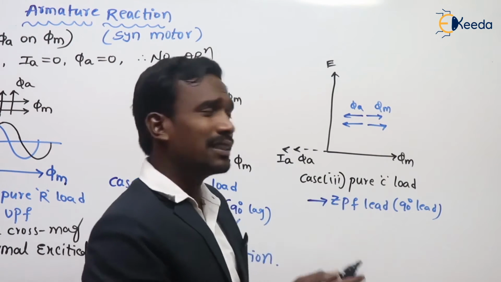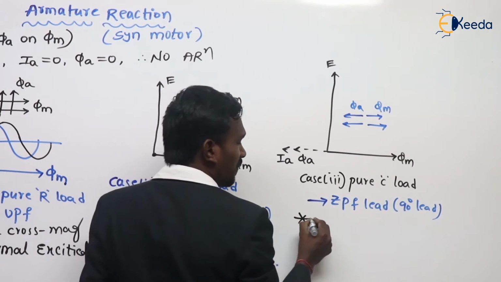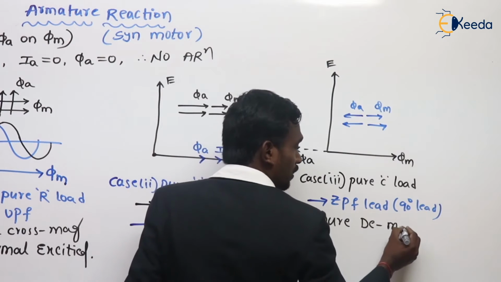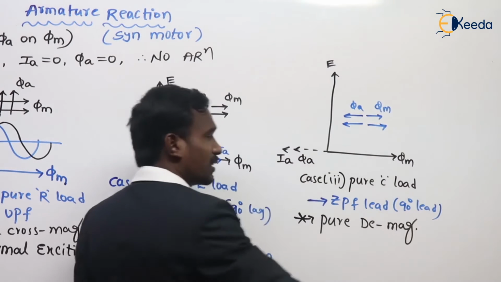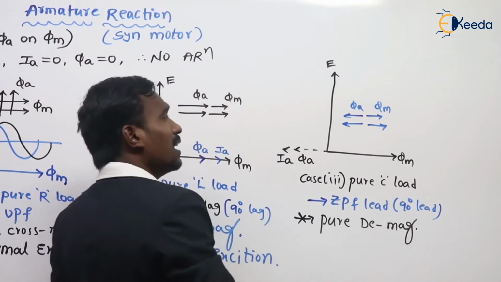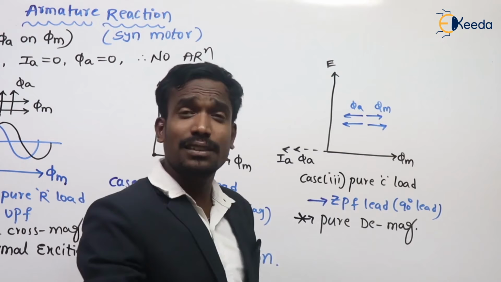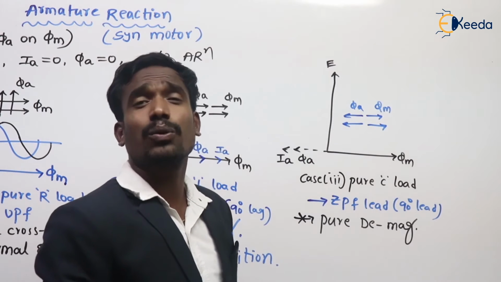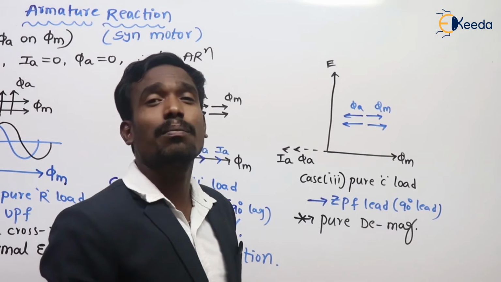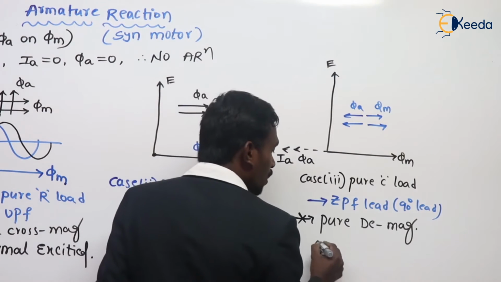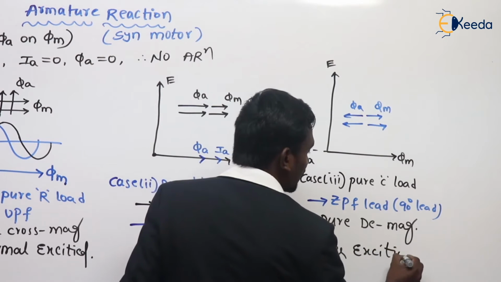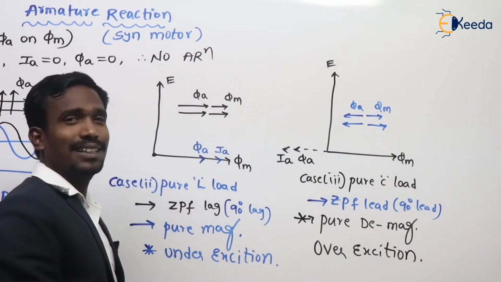When both are in opposite directions, what is the effect of armature reaction? Very good, pure demagnetization effect of armature reaction. If demagnetization takes place, then flux reduces, so to get the same voltage, the machine operates at over-excited condition. So here the excitation is over-excitation.